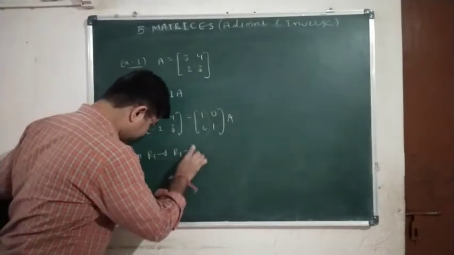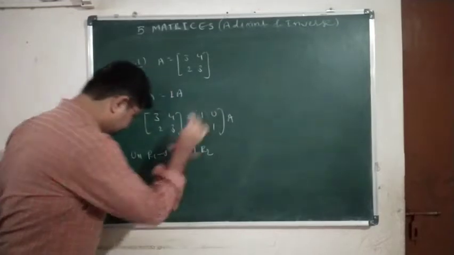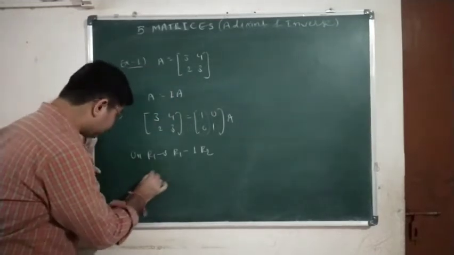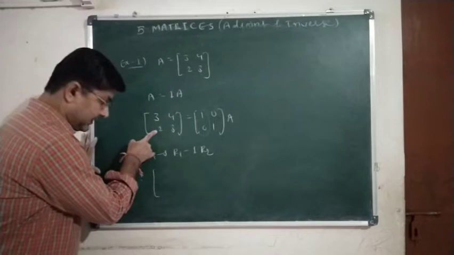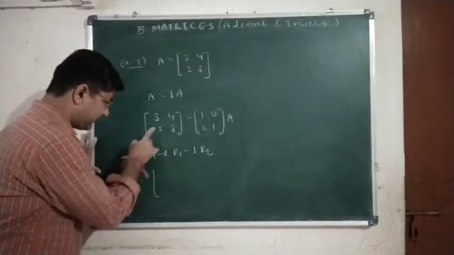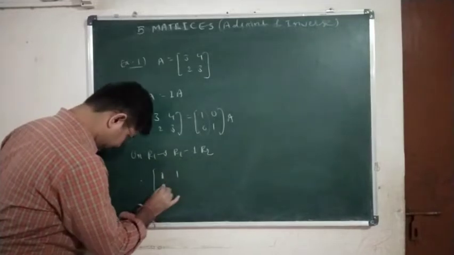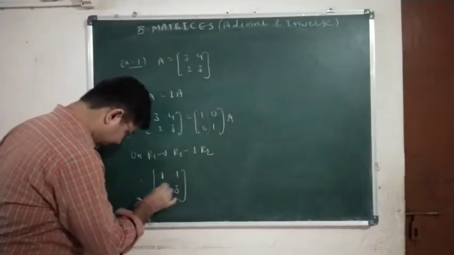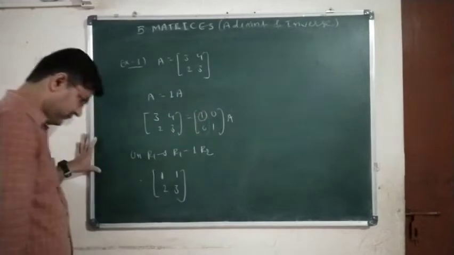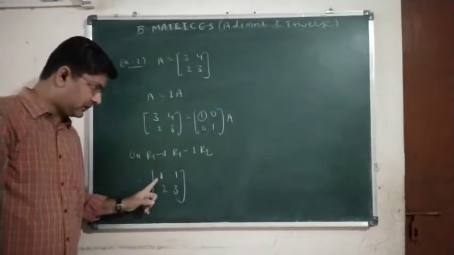R1 minus 1 into R2. So you will multiply by 1 and then subtract from R1. So 3 minus 2 will be 1, 4 minus 3 will be 1, 2 and 3. So the first task is over, we got 1 over here.